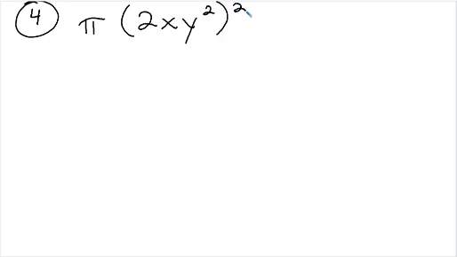They've got this crazy pi on the outside, and then they've got this exponent thing. Well, the pi just acts like a number, and the pi does not have a power with it. So basically, the pi just gets multiplied by whatever I get from this thing right here. So I would distribute.